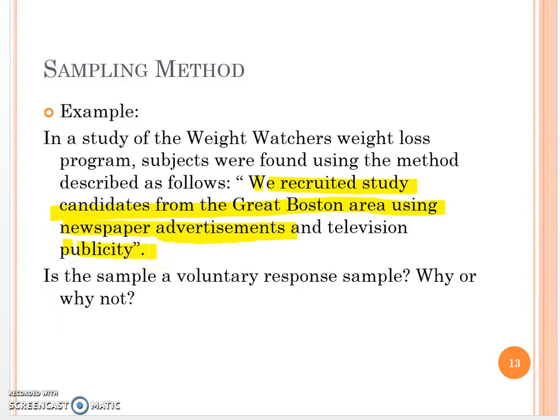And again, in this case, only those people who are interested in weight loss would be interested in getting into the study. So I would say yes, this is a voluntary response sample.